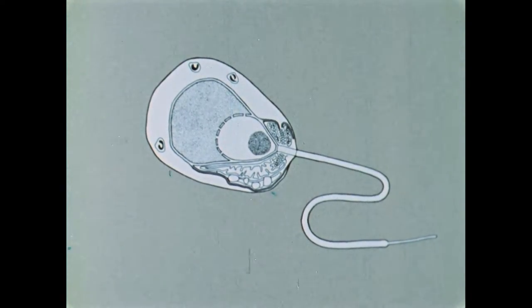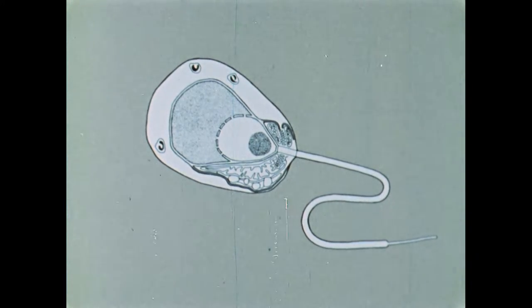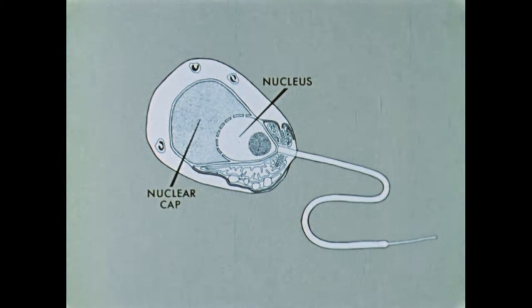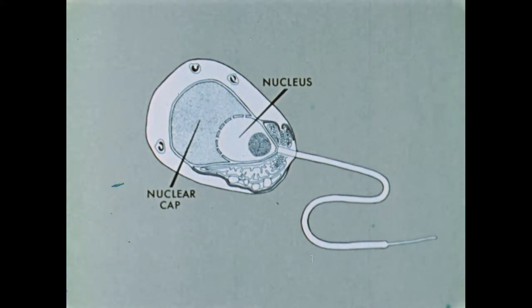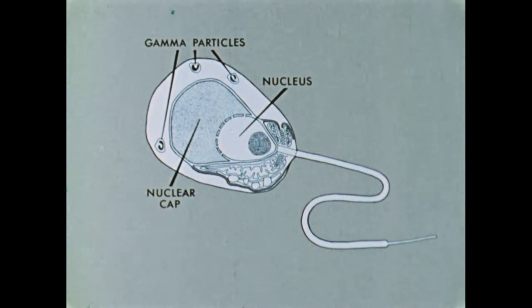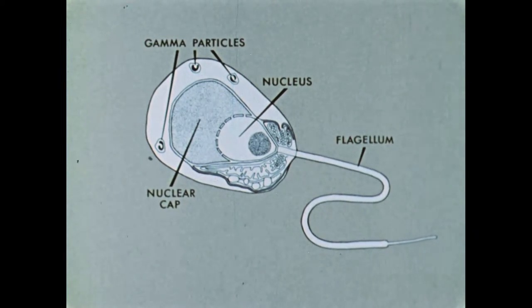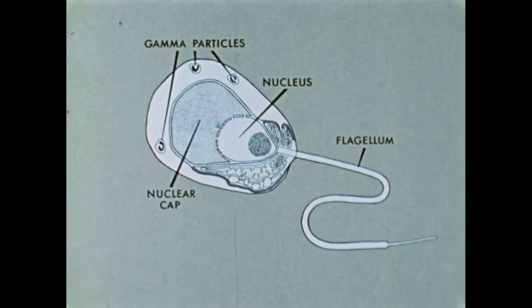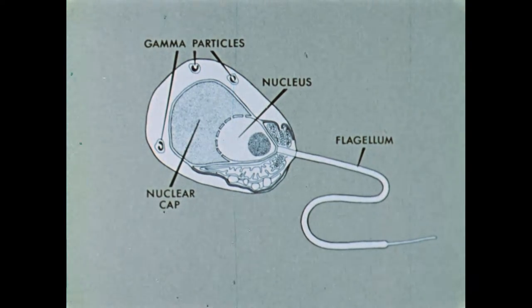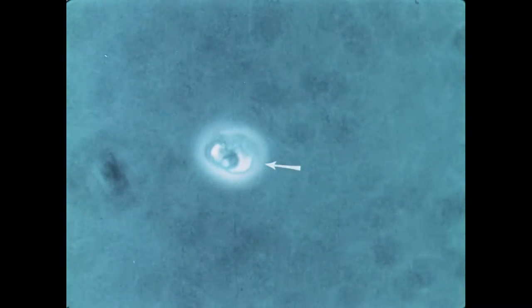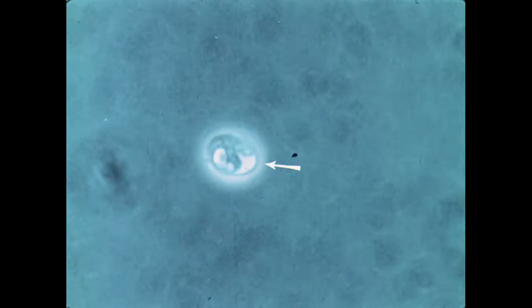The zoospore measures about 7 by 9 microns. The nucleus is separated by a double membrane from a nuclear cap in which are stored almost all the ribosomes in the cell. Its cytoplasm contains conspicuous organelles called gamma particles. These appear to contain DNA. The flagellum terminates in a kinetosome. Most internal details are difficult to see in the living spore. The nuclear cap appears large and crescent-shaped.